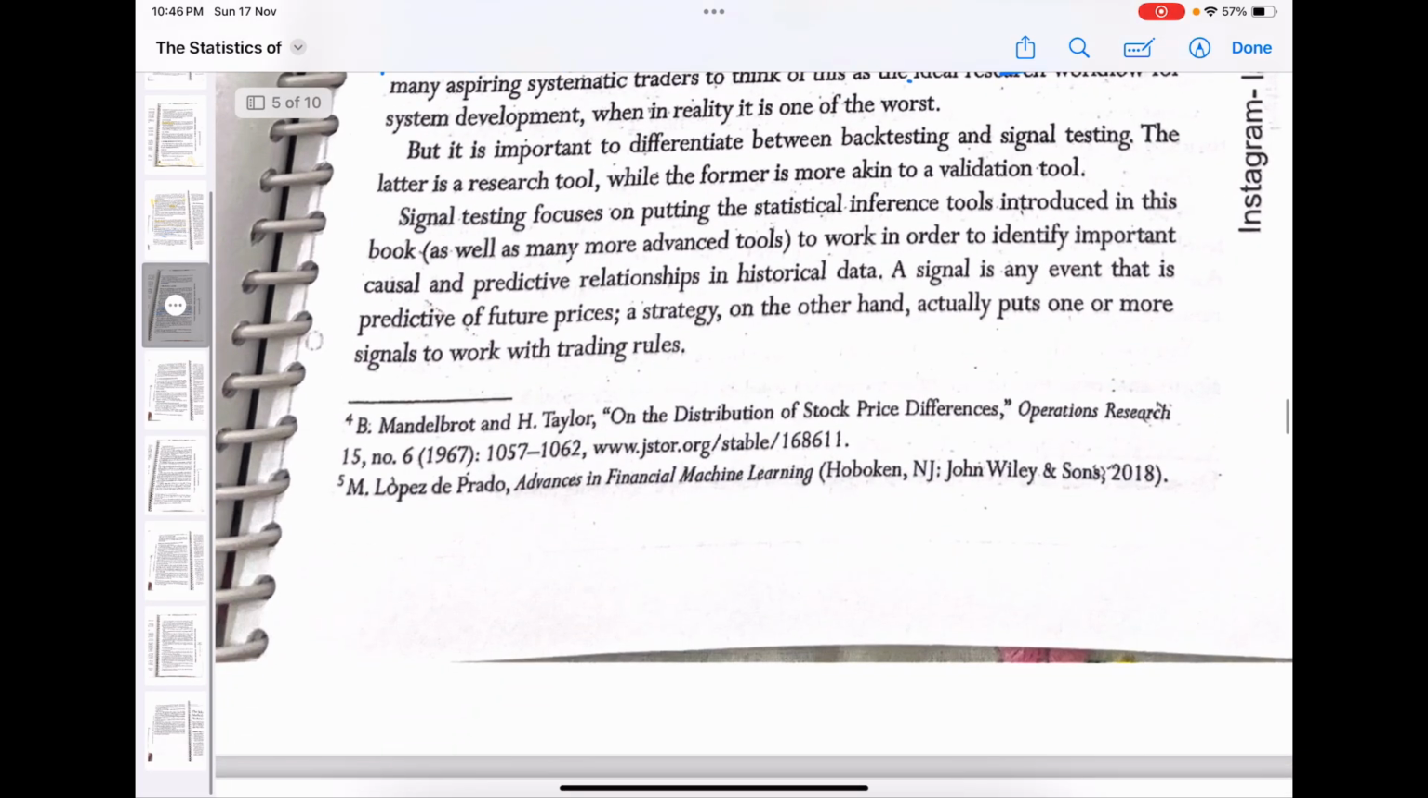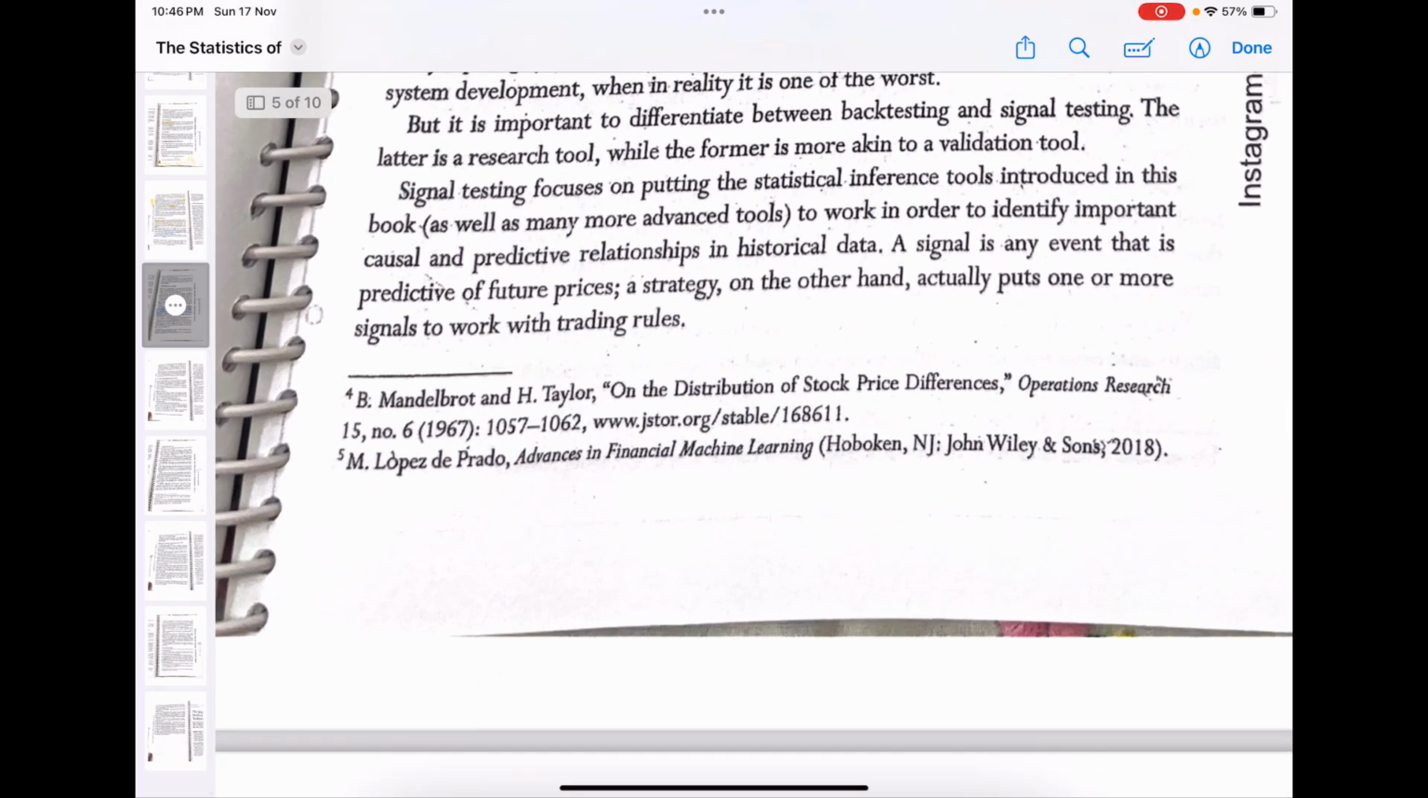But that's not really the ideal method to do backtesting. It is important to differentiate between backtesting and signal testing. The latter, which is signal testing, is a research tool, while the former, backtesting, is a validation tool. Signal testing focuses on putting the statistical inference tools introduced to work in order to identify important causal and predictive relationships. A signal is an event that is predictive of future prices.